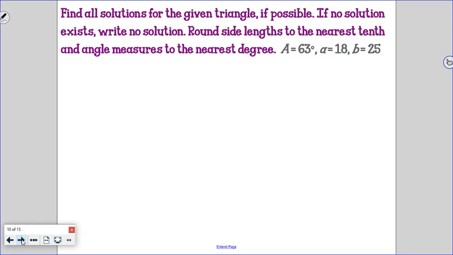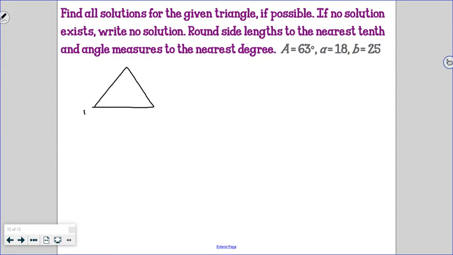All solutions go to the fact that there could be one triangle or there could be two. So that's our first job: find out how many triangles we have. If no solution, write no solution. And then the last part goes for this entire section: round side lengths to the nearest tenth, angles to the nearest degree. That is never going to change.